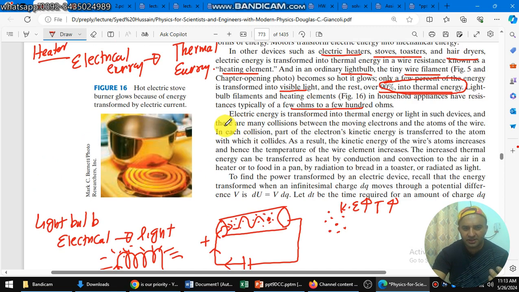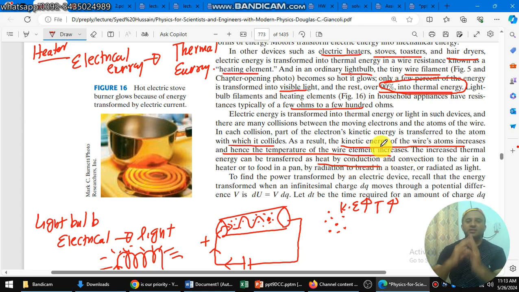Okay, there are many collisions between the moving electron and the atoms of the wire. In each collision, part of the electron's energy is transferred to the atoms, which makes them collide. As a result, the kinetic energy of the wire atoms increases, hence the temperature of the wire element increases. And the increase in thermal energy can be transferred as heat by conduction.